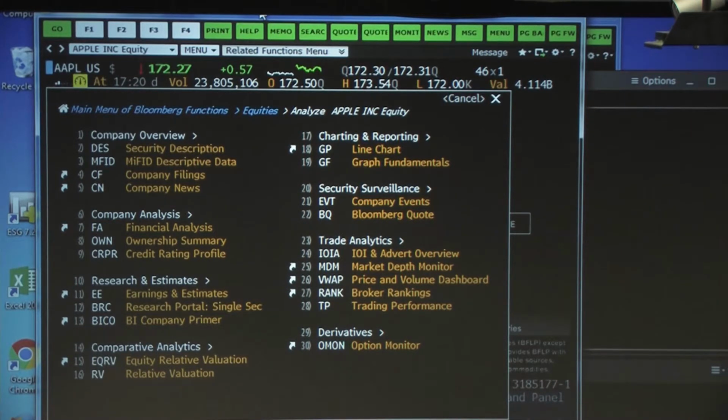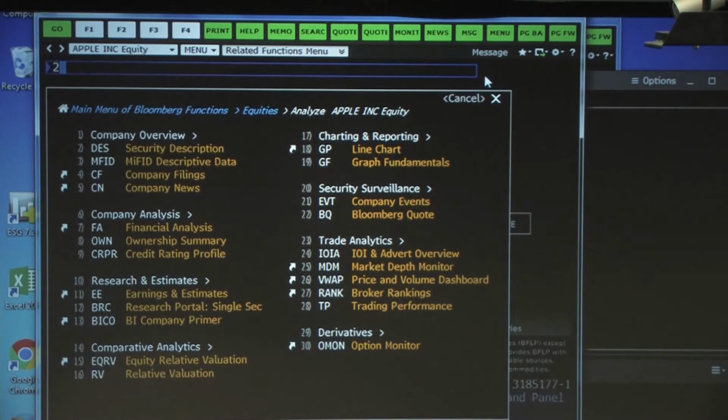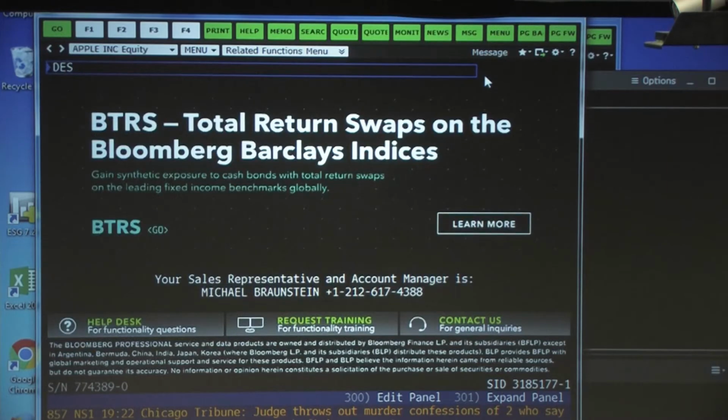So let's go into some of the functions. The way you can enter a function on this page is very unique. There's three ways you can move on to the next page. So you see all the numbers. The first function I want to use is the DES, or the security description function. That would basically give me an overview of the security. So there's three ways I can do that. I can enter the number 2 into the function bar, click go, and it'll move me there. I can do the DES function and it'll open it up, or I could click on that number 2. So I'll enter in DES.